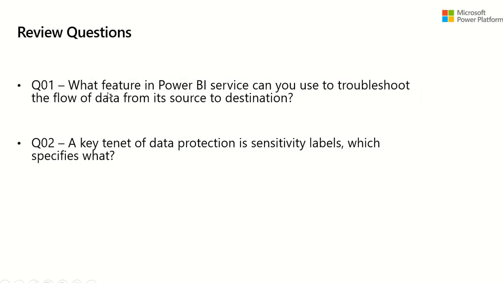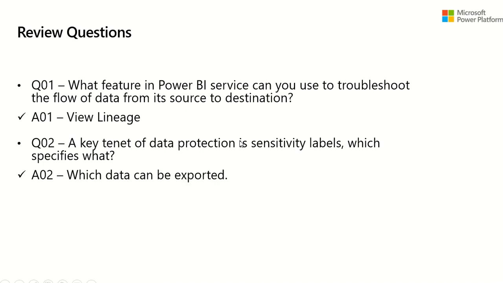What feature in Power BI service can you use to troubleshoot the flow of data from a source to a destination? That is called view lineage. That will show us the flow of data from source to destination. A key tenet of data protection is sensitivity labels, which specify which data can be exported. The sensitivity label will show that data with a sensitive label cannot be exported because the data is sensitive.